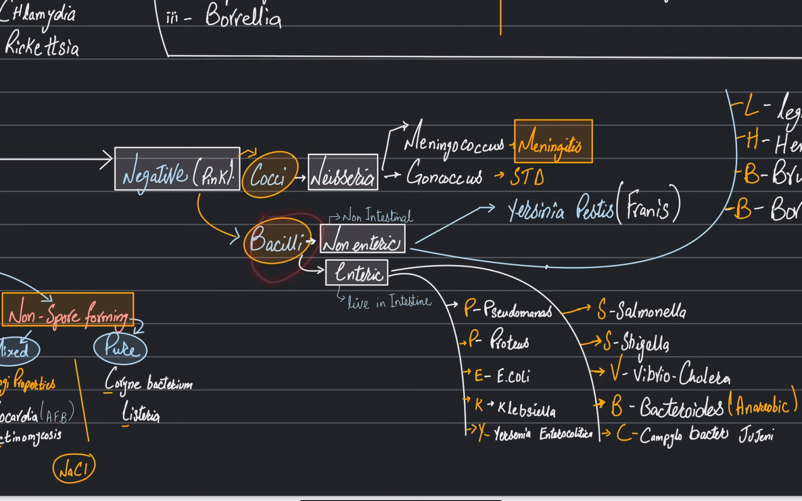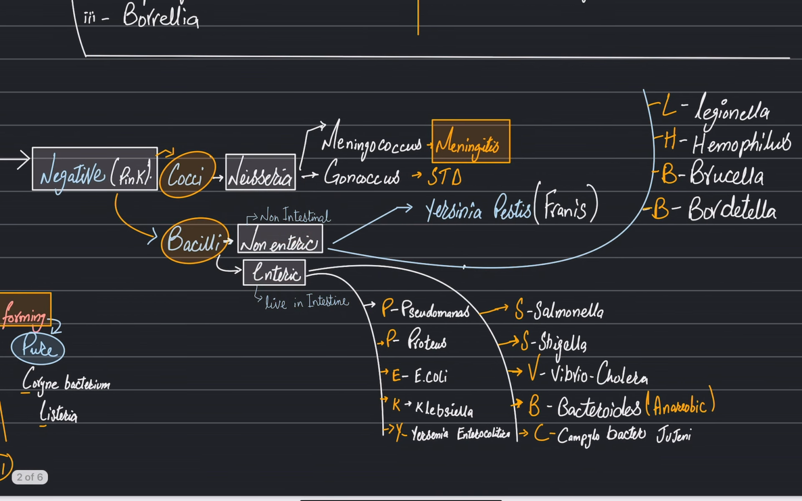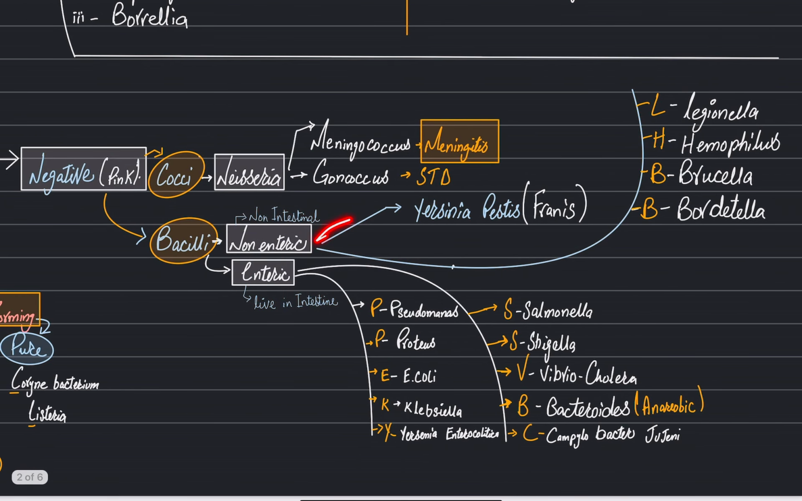And bacilli you divide into enteric and non-enteric types. Enteric type, what does enteric mean? Lives in the intestine. Non-enteric, non-intestinal. So let's talk about the non-intestinal first. Non-enteric, the first one here is Yersinia pestis. And then we can go with a mnemonic over here, BBHL. So we see Bordetella, Brucella, Haemophilus, and Legionella. So there are four types here, and included is the fifth one, Yersinia pestis.